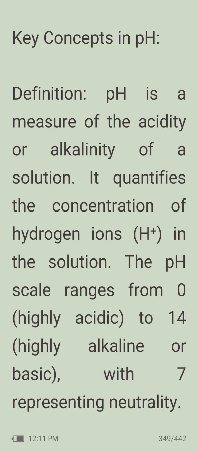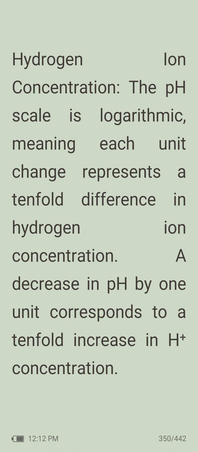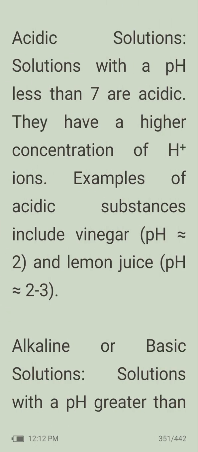The pH scale ranges from 0, very acidic, to 14, highly alkaline or basic, with 7 representing neutrality. And hydrogen ion concentration. The pH scale is logarithmic, meaning each unit change represents a tenfold difference in hydrogen ion concentration. A decrease in pH by 1 unit corresponds to a tenfold increase in H+ concentration. And acidic solutions. Solutions with a pH less than 7 are acidic.